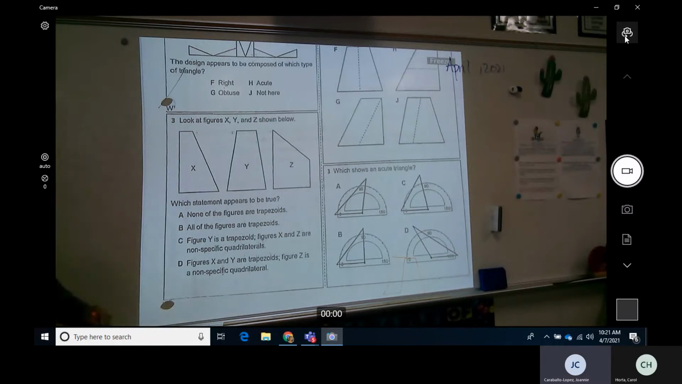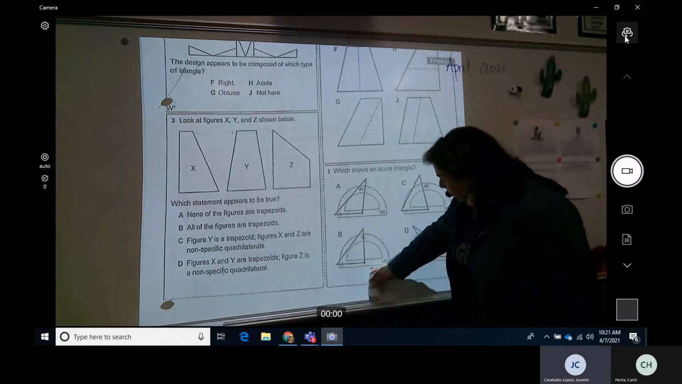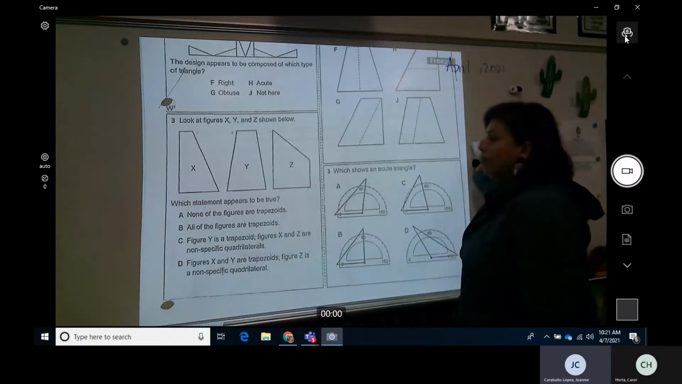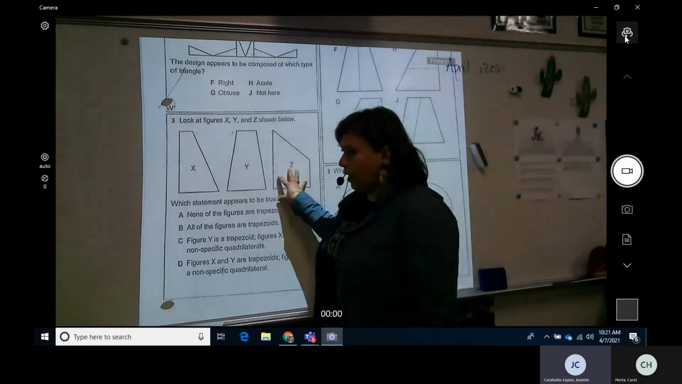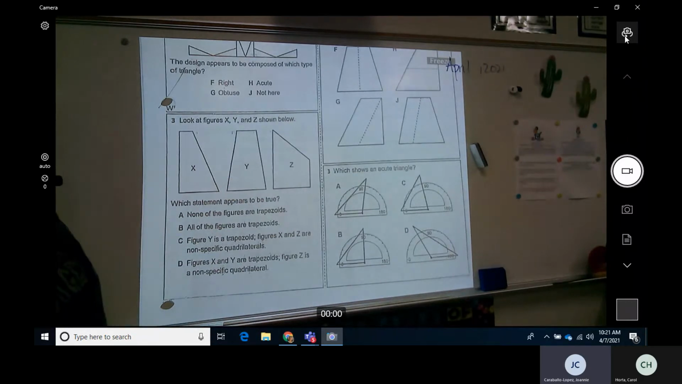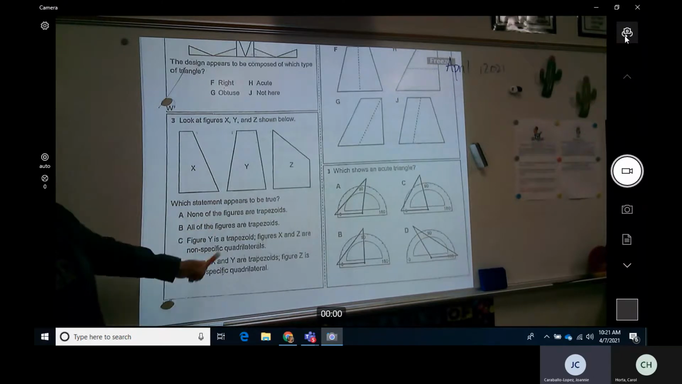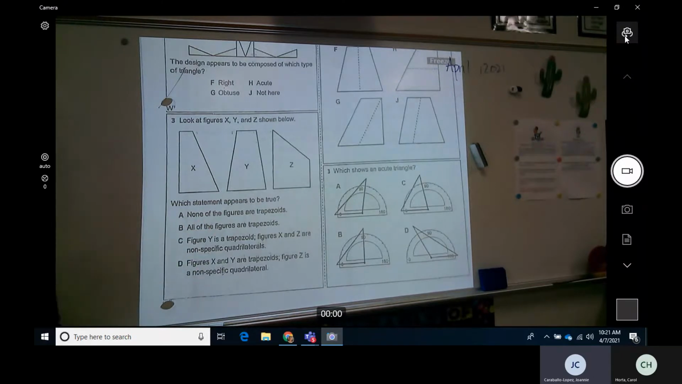Okay, perfecto. So we're looking at these 2 problems right here that we have not done. Okay, let's look at them really quickly. It says, look at figures X, Y, and Z shown below. Which statement appears to be true? Okay, none of the figures are trapezoids. Is that true? No. Which figure is a trapezoid, guys?